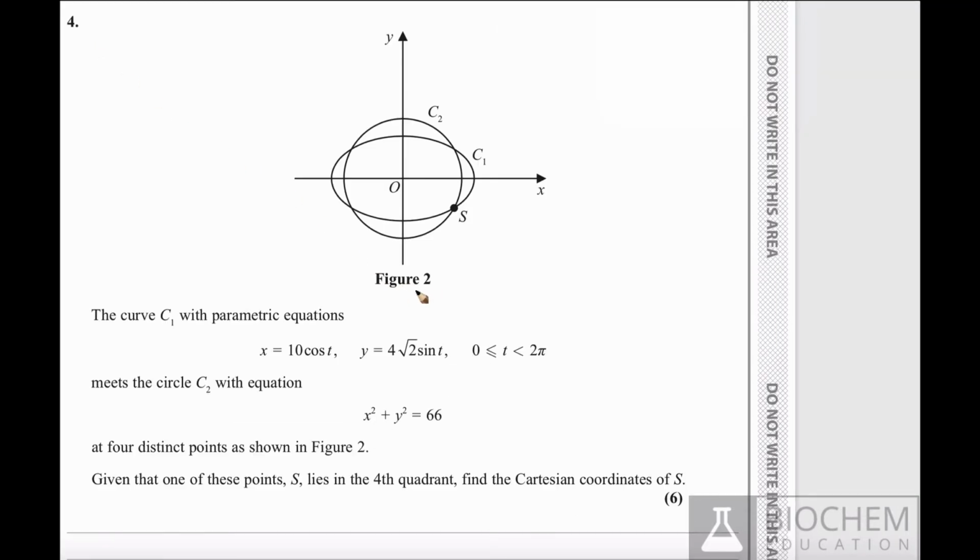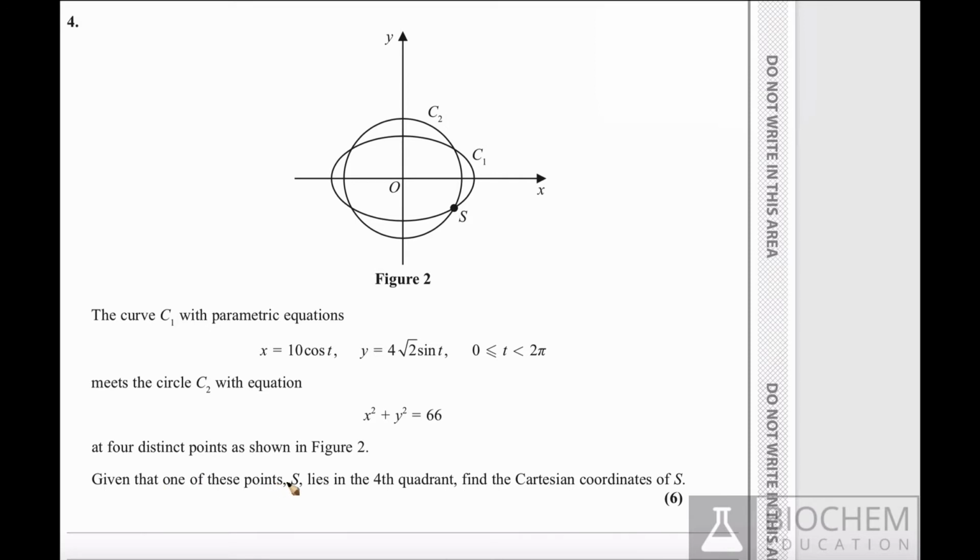Question 4 shows figure 2, which shows curve C1 and curve C2. C1 and C2 are intersecting at 1, 2, 3, and 4 points. The curve C1 with parametric equations x is equal to 10 cos t, y is equal to 4 root 2 sin t, with t between 0 and 2 pi, meets or intersects curve C2 with equation x squared plus y squared is equal to 66, at 4 distinct points as shown in figure 2, and these are those 4 distinct points.